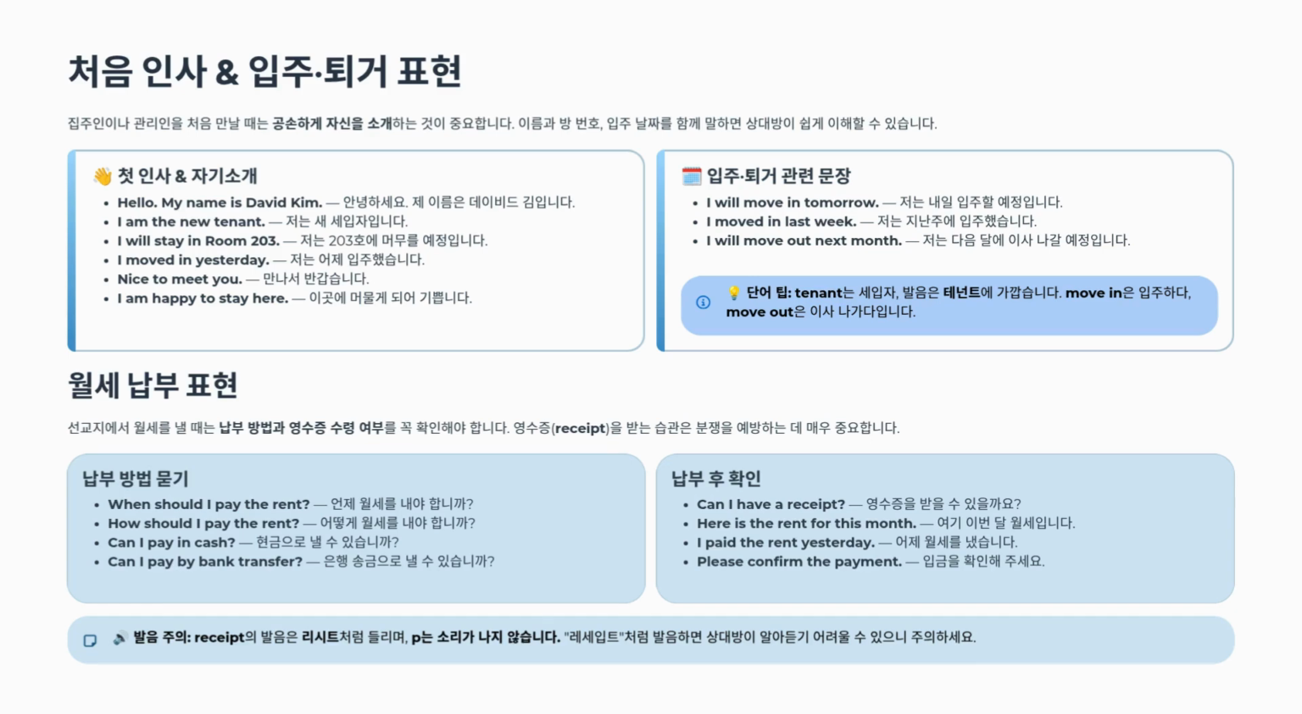Next, confirm the rent procedure. When should I pay the rent? How should I pay the rent? Can I pay in cash, or can I pay by bank transfer? After payment, always ask, can I have a receipt? And say, here is the rent for this month. Keep each receipt because it is evidence that payment was made.